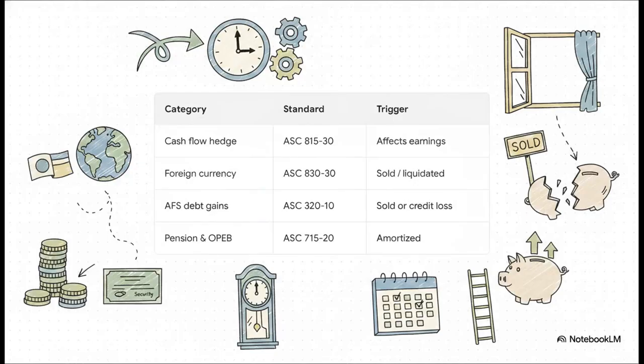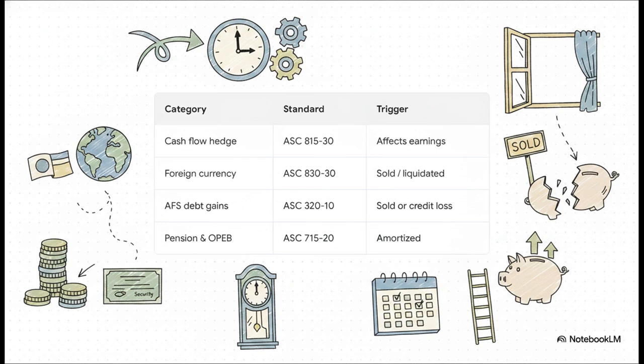These are the 4 VIP categories allowed in the OCI waiting room, and they map perfectly to the strict triggers that force them out of AOCI and into earnings. Category 1, the effective portion of a cash flow hedge under ASC 815-30. This one reclassifies when the hedged transaction finally affects earnings. And quick heads up, we are going to be doing a massive deep dive into this exact category in our very next lesson, so keep it in mind.